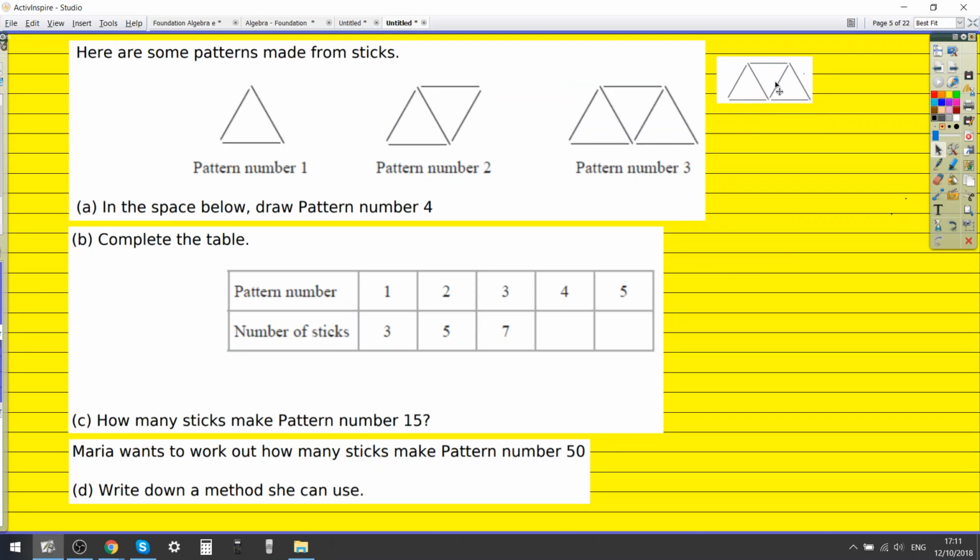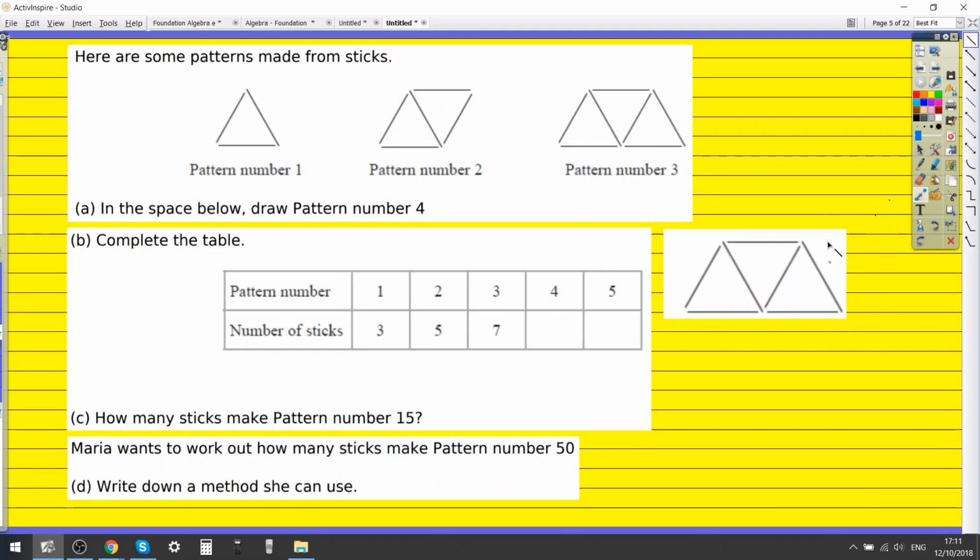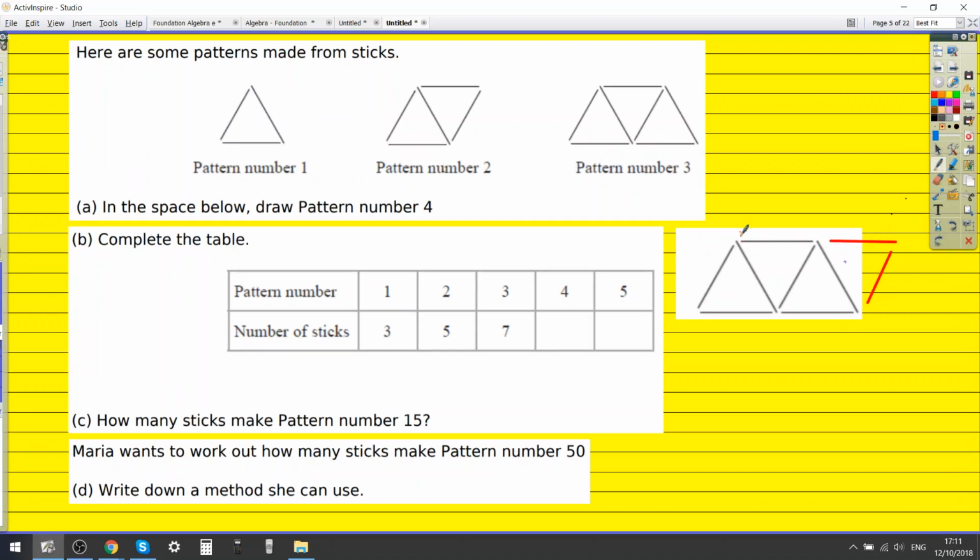So you've got to draw an upside down triangle to the right of the triangle. And so how many extra sticks? 2. Yeah. So upside down triangle like that. And the third side is already there. Okay. How about B? B, complete the table.